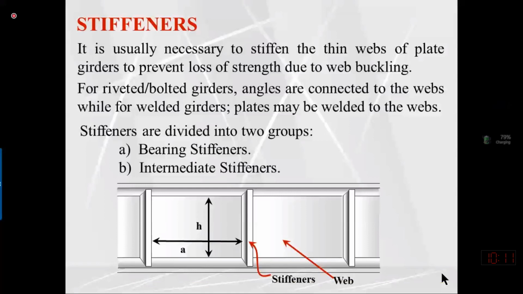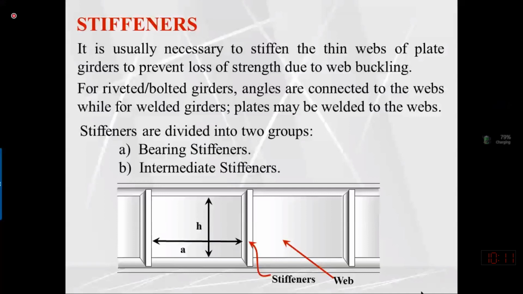And we have also discussed that in plate girder, our flange may be compact or non-compact. So when we check the moment carrying capacity of plate girder, if it is more than applied bending moment, then our section is okay. Okay, next phase is design of stiffeners.